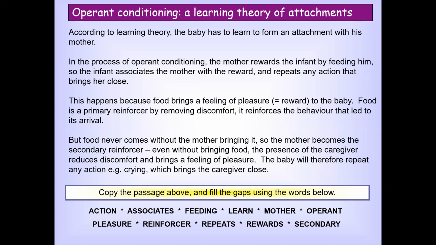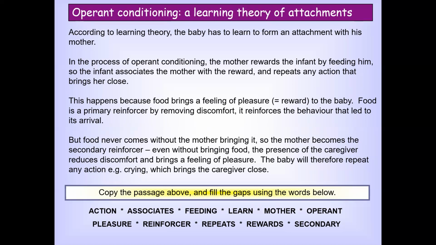Because remember, operant conditioning says it's the consequences of your actions, whether they get rewarded. In this case, the baby cries because it's hungry. It sees food as the reward. But food doesn't come on its own. It comes with the mother. So over time, because they're getting the food as a reward, they then see the mother as a reward, even though she was a secondary reinforcer.